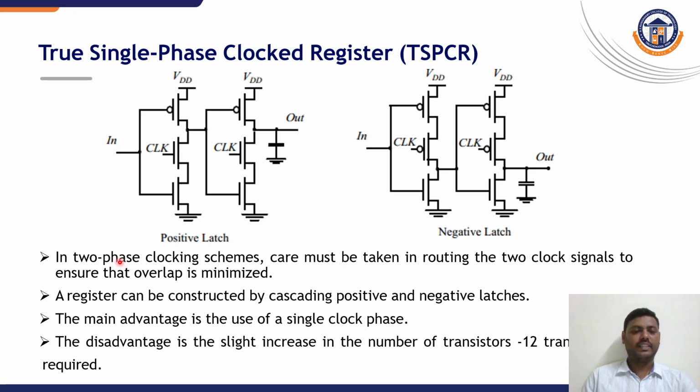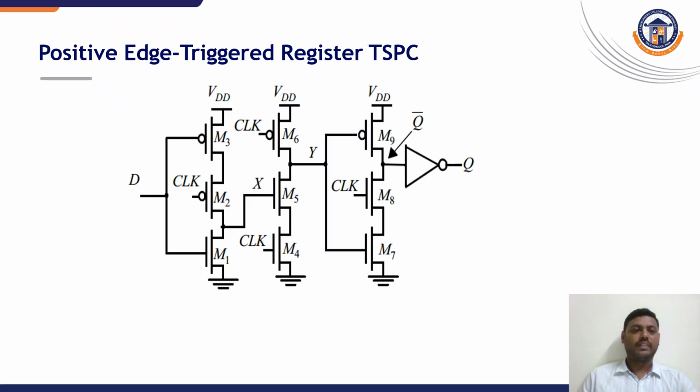In the same structure, with the two-phase clocking scheme, care must be taken in routing the two clock signals to ensure that overlap is minimized. This register can be constructed by cascading the positive and negative latches. The main advantage is the use of a single clock phase, which overcomes the problem of overlapping. This is the positive edge triggered register with a true single phase clock.